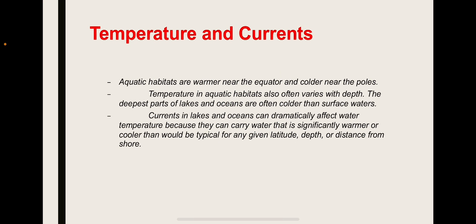Temperature. Aquatic habitats are warmer near the equator and colder near the poles. Temperature in aquatic habitats also often varies with depth, and the deepest parts of lakes and oceans are often colder than the surface water. Currents in lakes and oceans can dramatically affect water temperature because they can carry water with warmer or cooler temperatures than would be typical for a given latitude, depth, and distance from shore.